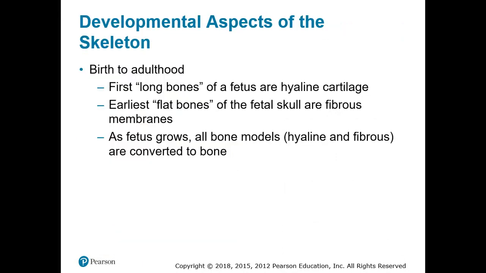In this section, we're going to talk about the developmental aspects of the skeleton, so from birth to adulthood. Some of this stuff is going to sound familiar because we did talk about it a little bit when we talked about bone formation, but we're going to build off of that. So our first long bones when we were a fetus were made up of hyaline cartilage, and then our earliest flat bones, which are located in our skull, were made up of fibrous membranes. And as we talked about with the bone development section, as the fetus grows and gets older, all of these bone models, this hyaline and fibrous membrane, are going to be converted into bone.